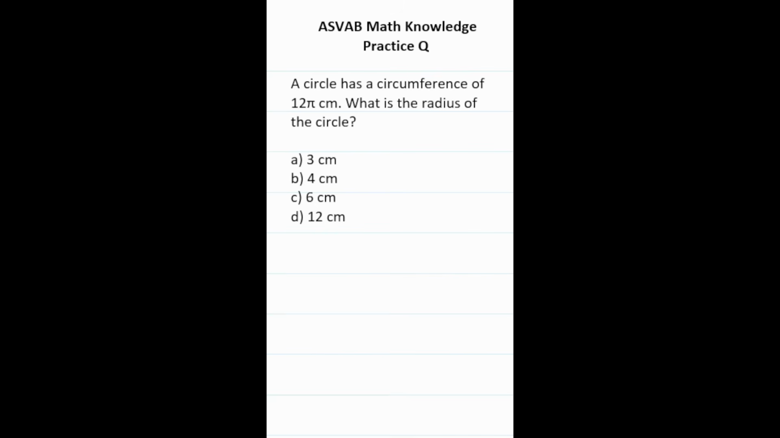This ASVAB PiCAT math knowledge practice test question says a circle has a circumference of 12 pi centimeters. What is the radius of the circle? So when we talk about circumference of circles, you have to know one of two formulas. Notably, circumference is equal to 2 pi r, or circumference equals pi times diameter. In this case, we're talking about circumference and radius, so we're going to use this top formula. Notably, circumference equals 2 pi r.